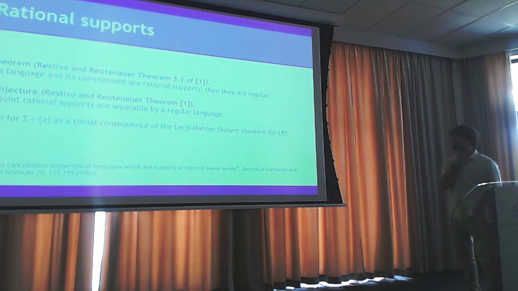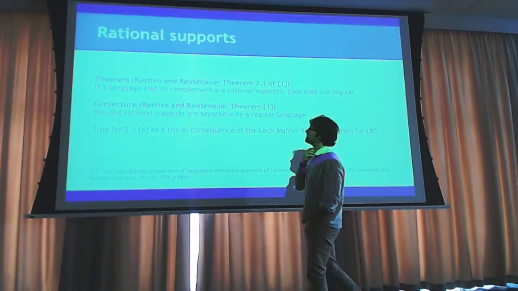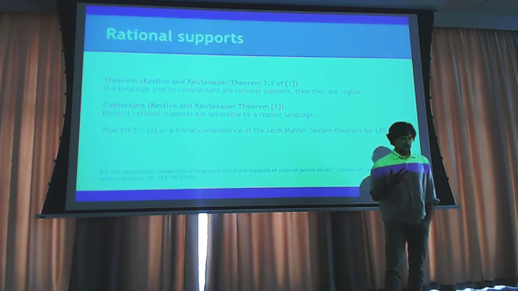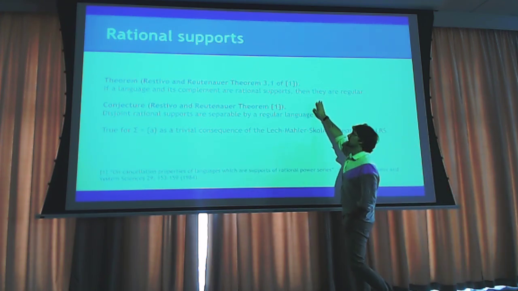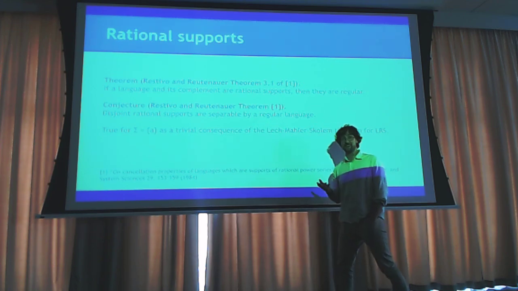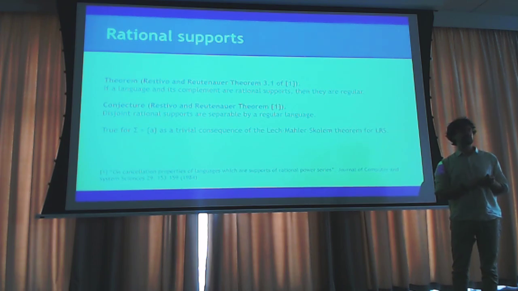Then there is a result by Reutenauer and Restivo that if a language and its complement are both rational supports, then in fact they are regular languages. The proof is not difficult. It relies on what they call cancellation properties, a more sophisticated form of pumping lemma for weighted automata. Based on this result, they raise a natural question: is it the case that if you have two disjoint rational supports, there is always a regular separator?